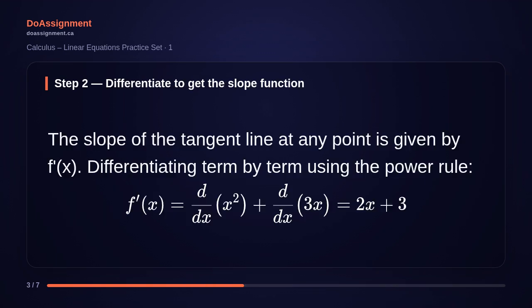Next, we differentiate the function to find a general expression for the slope. Using the power rule on each term, the derivative of x squared is 2x, and the derivative of 3x is 3. So f prime of x equals 2x plus 3.